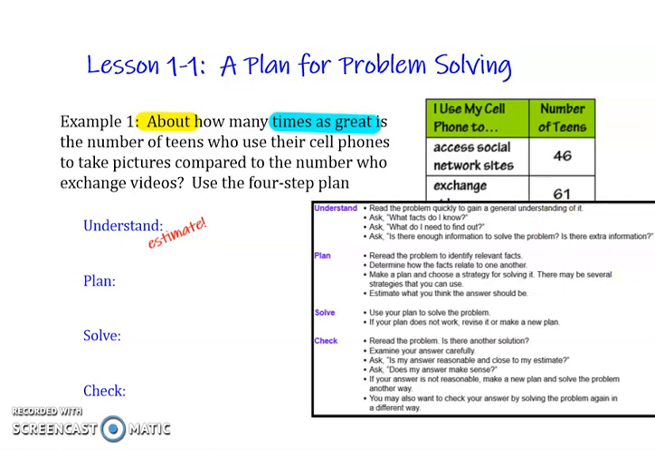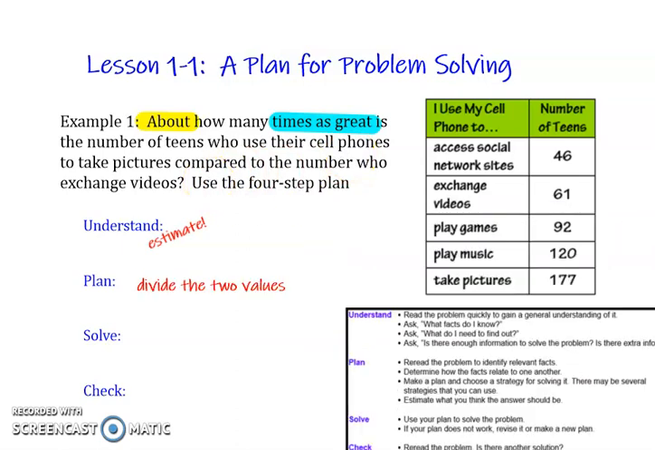Anyway, let's start breaking down all the pieces. It says, about how many times as great? Notice I'm rereading again. About how many times as great is the number of teens who use their cell phones to take pictures, and then compare it to the number who exchange videos.